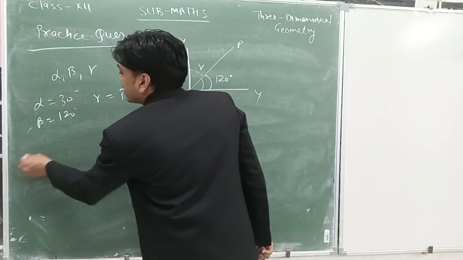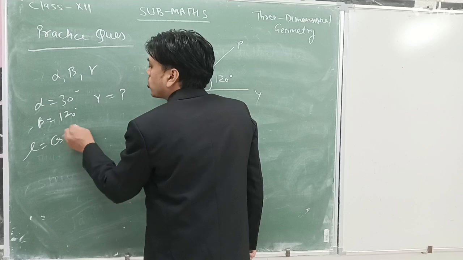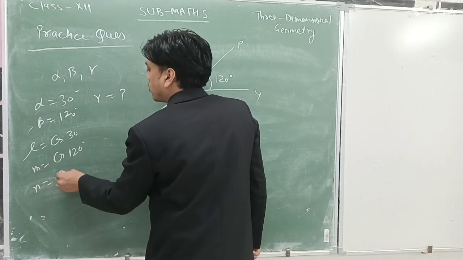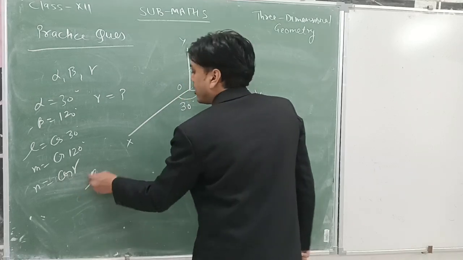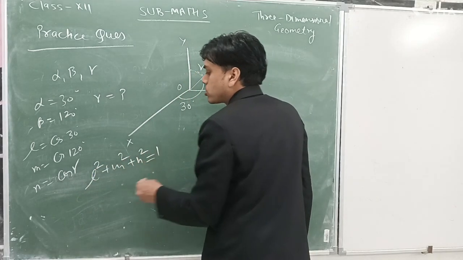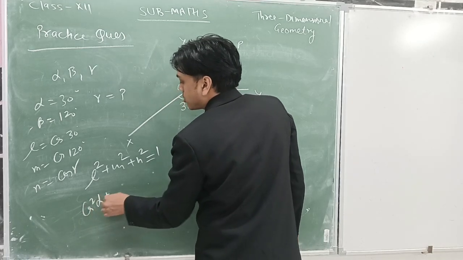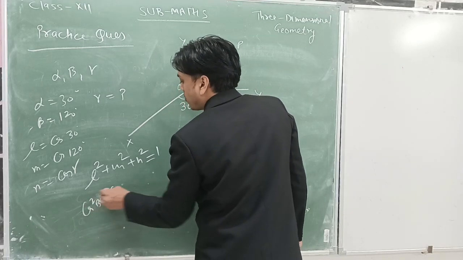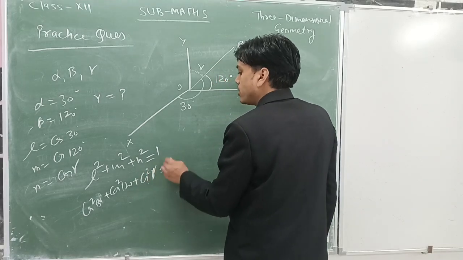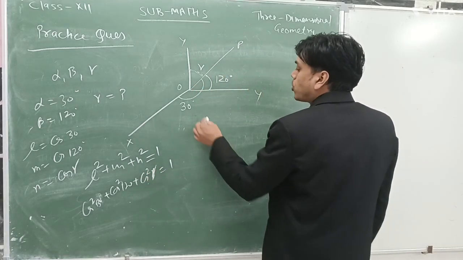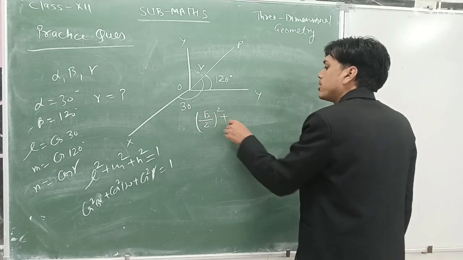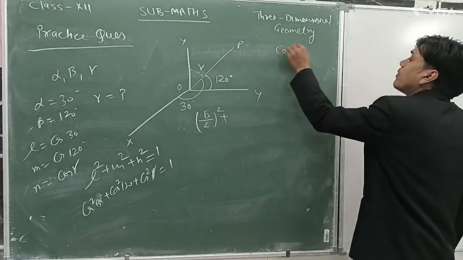So you remember l, m, n are the direction cosines. l is equal to cos alpha, so cos 30, m is equal to cos beta, which is cos 120 degree, and n is equal to cos gamma. So l square plus m square plus n square is always equal to 1. So cos square 30 plus cos square 120 plus cos square gamma is equal to 1. What is the value of cos 30? Cos 30 is root 3 by 2. So root 3 by 2 whole square plus cos 120.